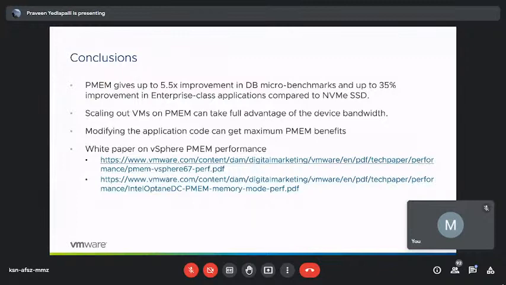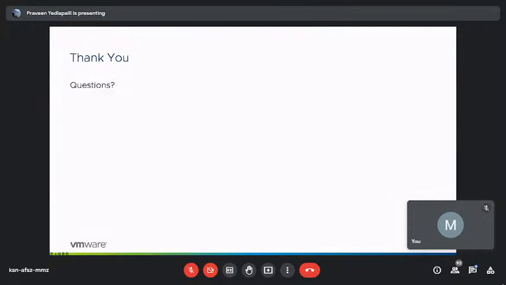Finally, we wrote 2 white papers on this topic, and they are available for anyone to read. Those papers have more details about the pmem and all the experiments we did and how you can take advantage of this pmem in your system. The links are provided here in the presentation. That's all from my side. If you have any questions, I can answer.